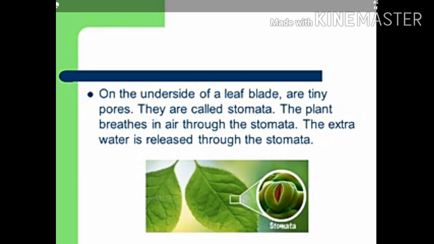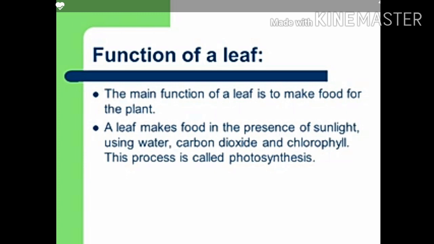Now, let us learn about the function of a leaf. The main function of a leaf is to make food for the plants. That's why it is also called the kitchen of the plant. A leaf makes food in the presence of sunlight using water, carbon dioxide and chlorophyll. This process is called photosynthesis.